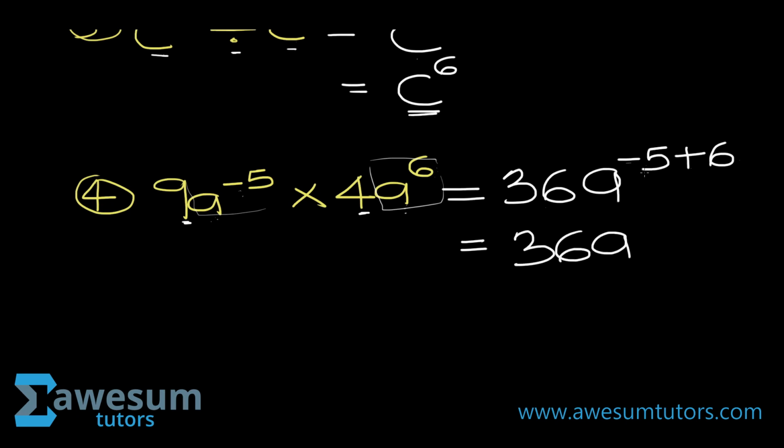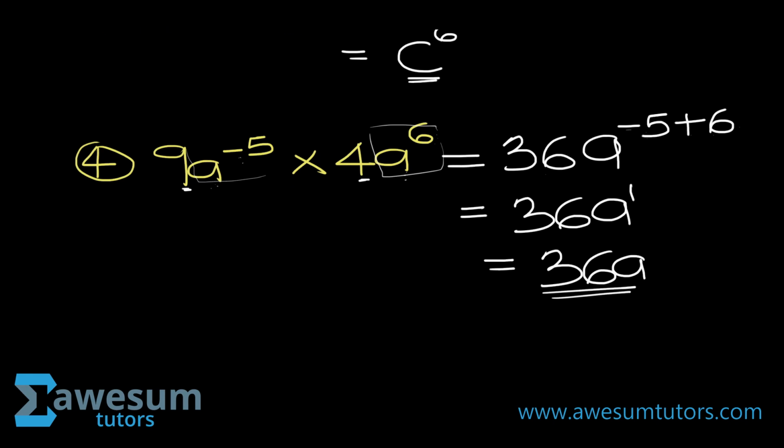A, -5 plus 6. That is going to give you a +1. So that's 1. Then I'll have 36. A raised to the power of 1 is same thing as A. So my final answer is going to be 36A. I hope you all understand this fundamental concept. Okay guys, let us take a look at one more example right here.